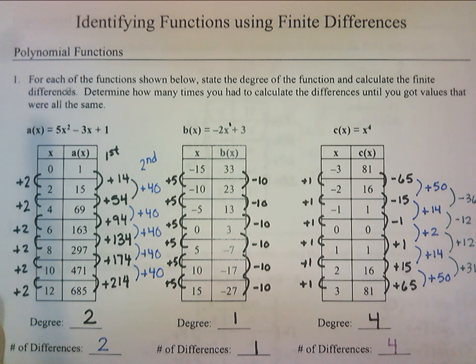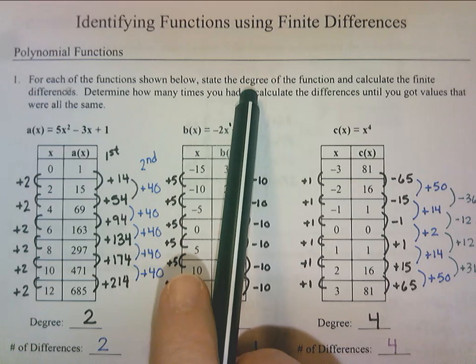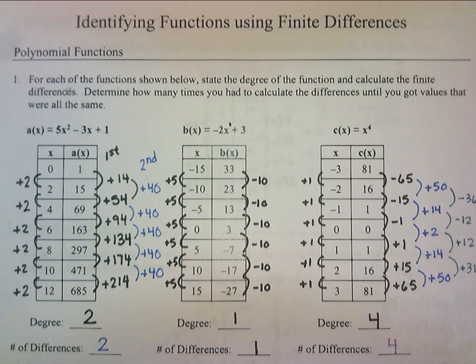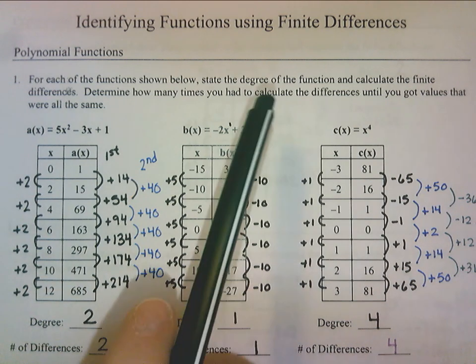So we're going to start with polynomial functions. And it says, for each of the functions shown, state the degree of the function and calculate the finite differences. Determine how many times you had to calculate the differences until you got values that were all the same. So just some words here.